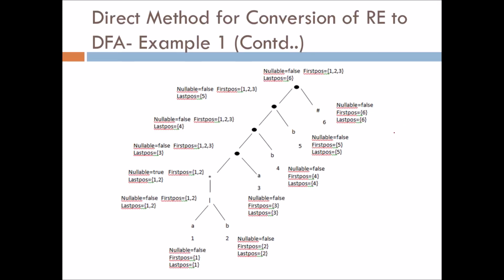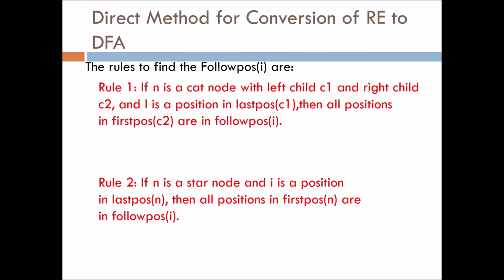So this is the same thing. Now we will have to find the follow pos values. Now to find the follow pos values, we apply these two rules. If I have to represent these two rules in a simpler manner, I will say that rule 1 is always applied to cat nodes, and I have to find the follow pos of I. So this I is basically an index value. So how do you get this value from?